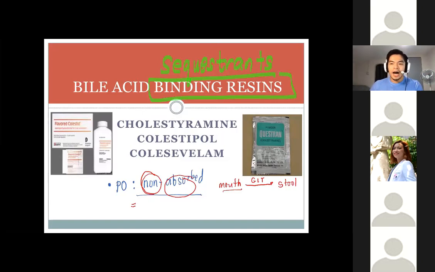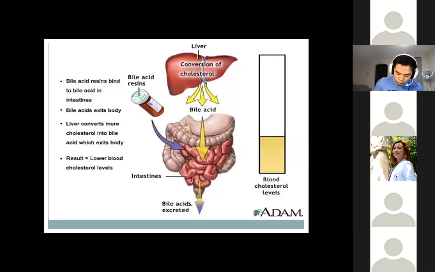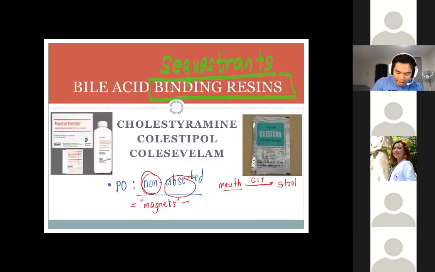What else? Ang analogy ko usually about sequestrants, they are like magnets. So they promote adsorption, ad as in dog, adsorption of compounds into their surfaces. Palatandaan pag adsorption, dumidikit ang compound sa surface. So they are like magnets.